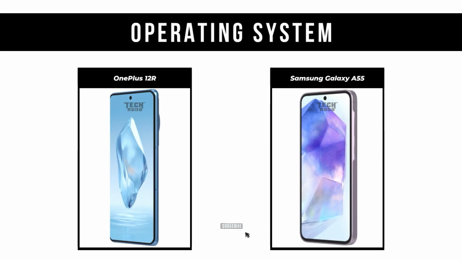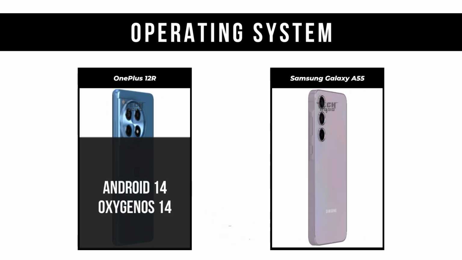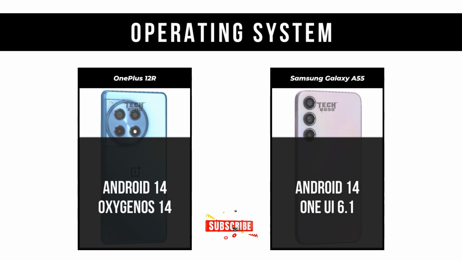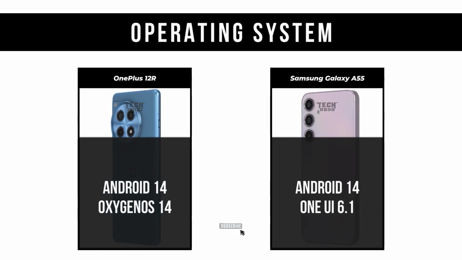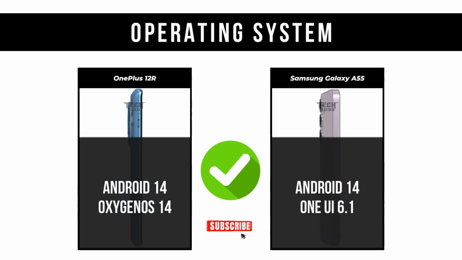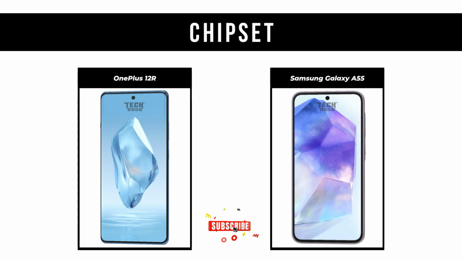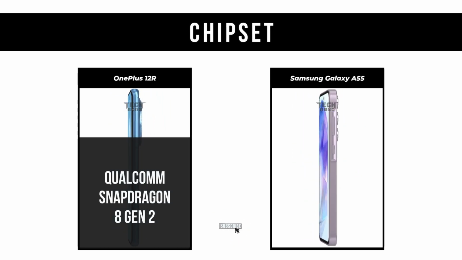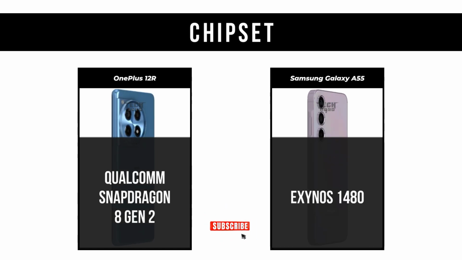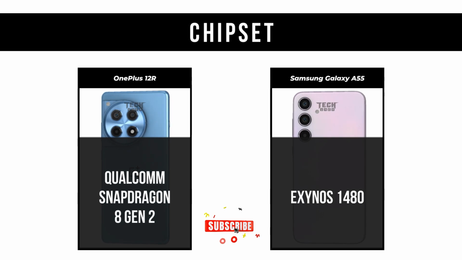Operating system. OnePlus 12R is Android 14, Oxygen OS 14. Samsung Galaxy A55 is Android 14, One UI 6.1. Chipset. OnePlus 12R is Qualcomm Snapdragon 8 Gen 2. Samsung Galaxy A55 is Exynos 1480.